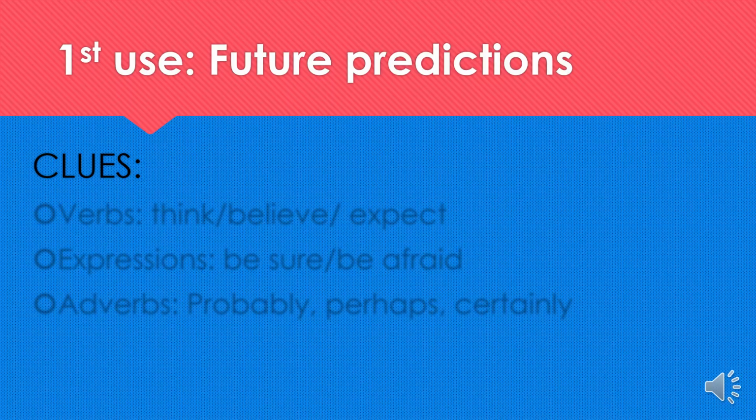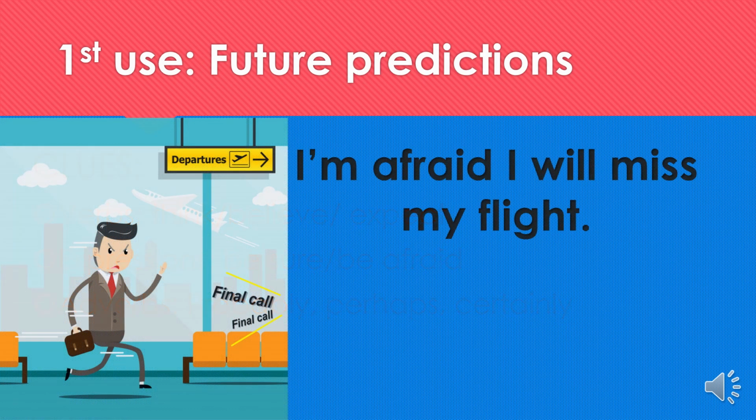The first use, future predictions. Let's see. The clues are verbs that we are going to use generally are think, believe, or expect. The expressions that we are going to use, to be sure or to be afraid. The adverbs generally are probably, perhaps, certainly. As you know, probably, perhaps, deal with the fact of a prediction that is based on assumption. We are not sure. For example, future predictions.